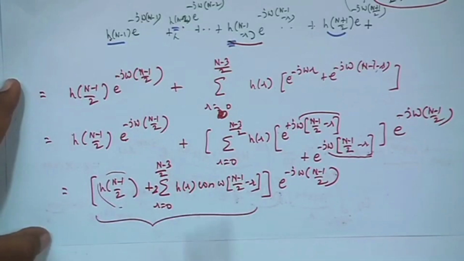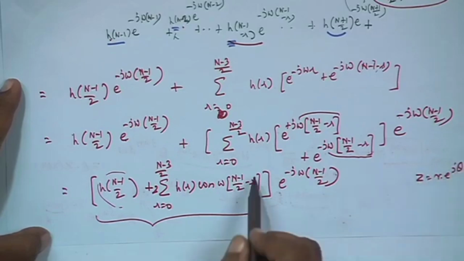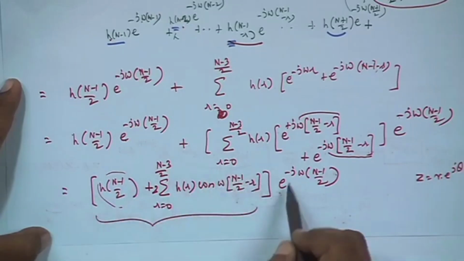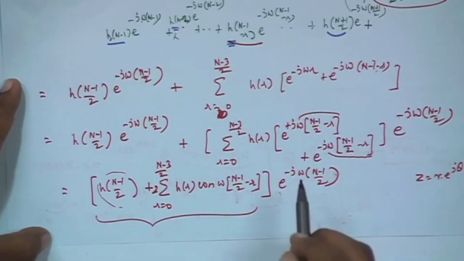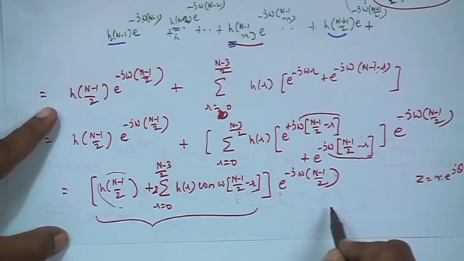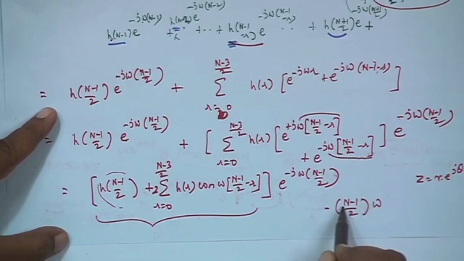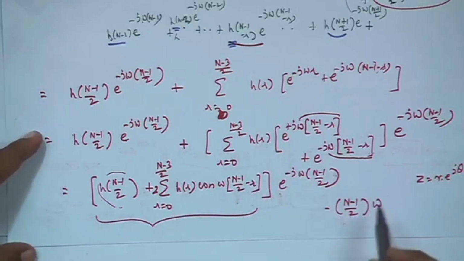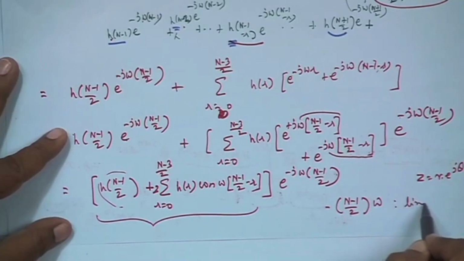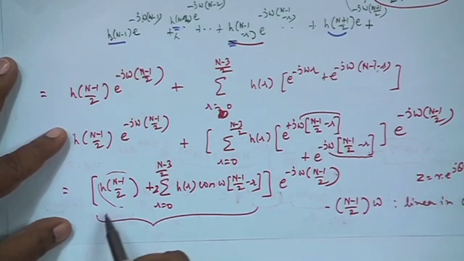So, this is like the magnitude, like any complex number z is r into e to the power j theta. So, it is the magnitude part and e to the power j minus omega, this is the angle part. Okay. So, what is the angle? What is the phase? Phase is minus (n minus 1)/2 times omega. N is odd. So, odd minus 1, that is even, even by 2, this is an integer, minus integer times omega. Minus is coming because of causality I have told you, it has to have a negative slope. So, phase is linear, and this part is the magnitude.